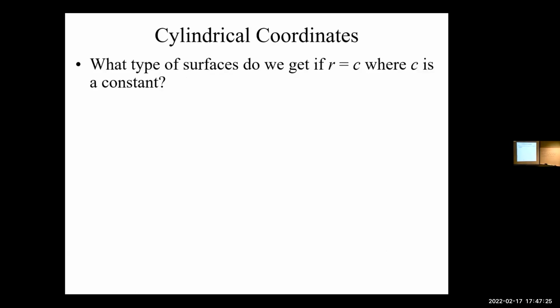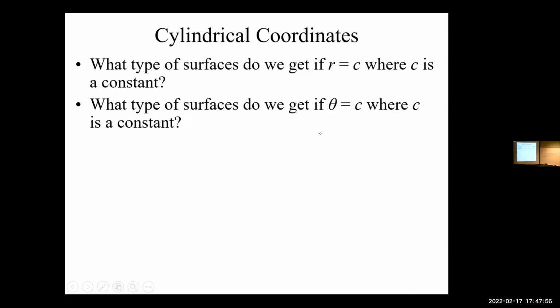So we want to think about, now we're thinking in 3D. If we set r to be a constant, so if we had the polar equation r equals 2, what surface would we get in 3D? Think about what we'd get in the xy plane. Because we get the circle in the xy plane, then adding in the z is going to make it go up and down.